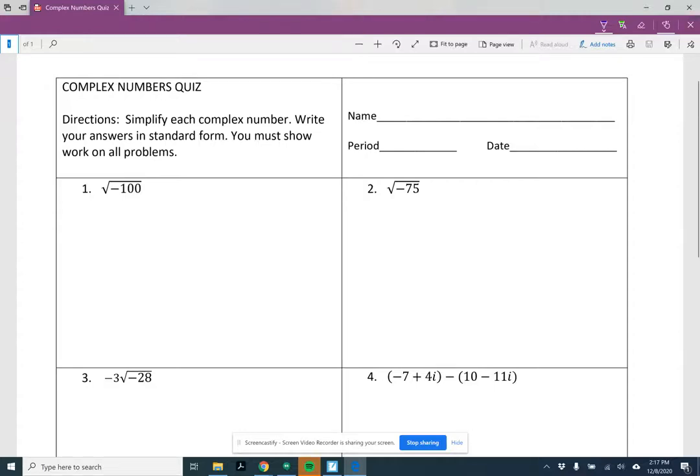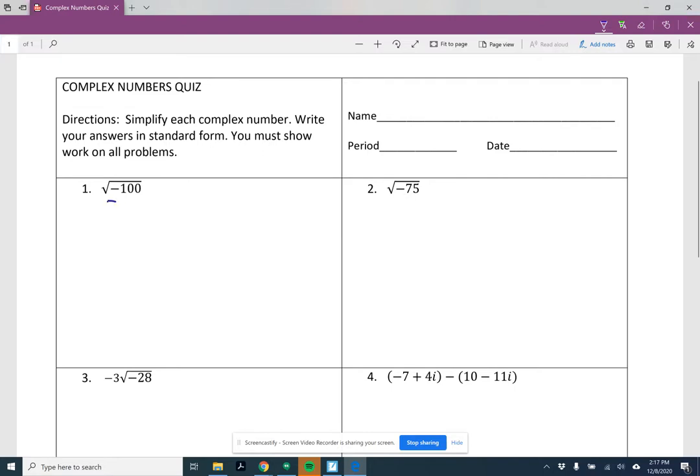Okay, this video is going to show you the solutions to the complex numbers quiz that was taken in class. Let's read the directions first. Simplify each complex number. Write your answer in standard form. You have to show your work. Okay, so problem number 1.